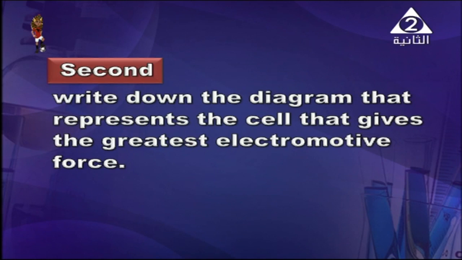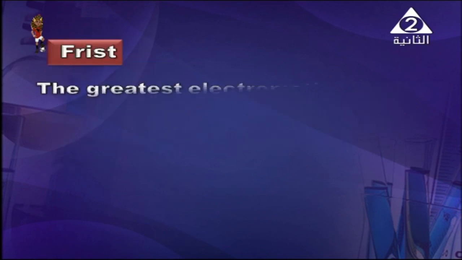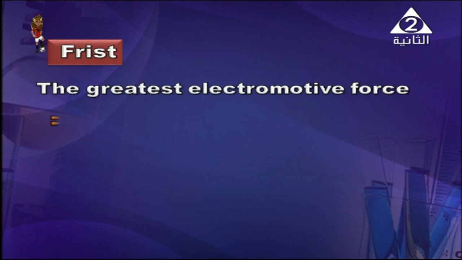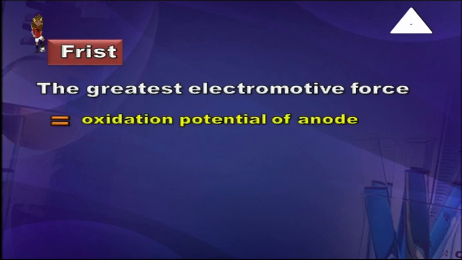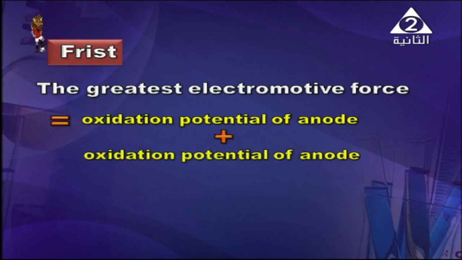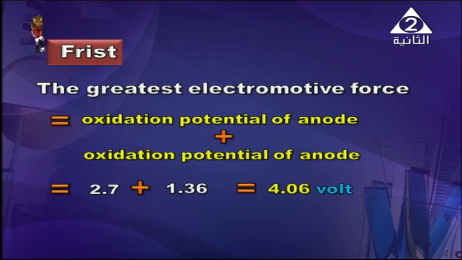Oh, it's two steps. Yes, I answer it in two steps. The first one, the greatest electromotive force, equals what? I can say it equals the oxidation potential of the anode plus the oxidation potential of the other one. That will be 2.7 plus the highest one, 1.36. The result will be 4.06 volts. This is the greatest electromotive force. Can you write the equation? Yes, it's very easy.